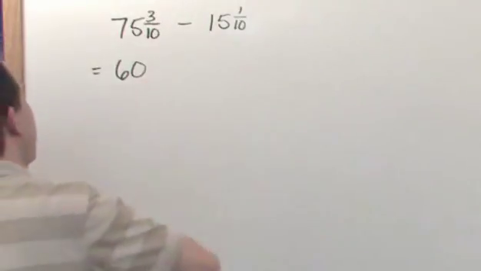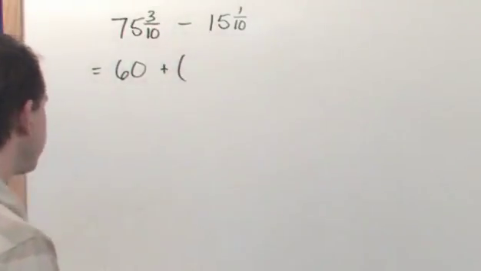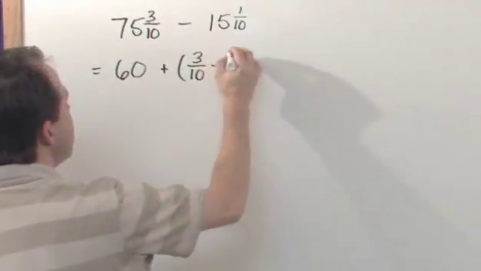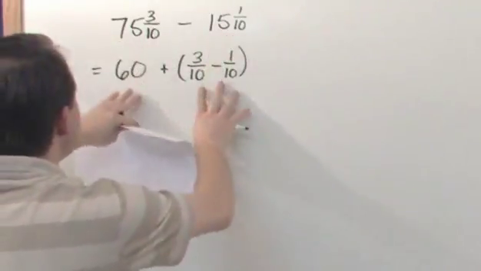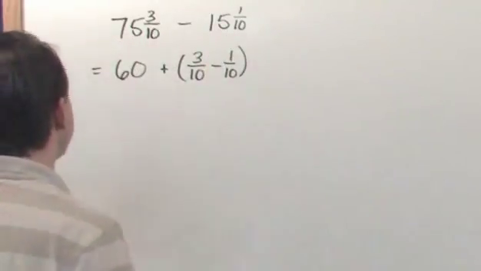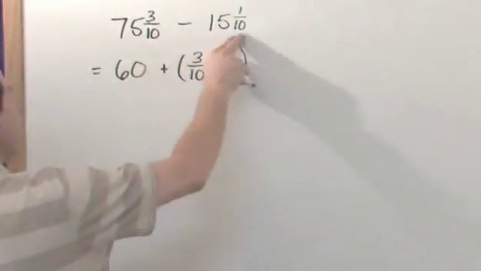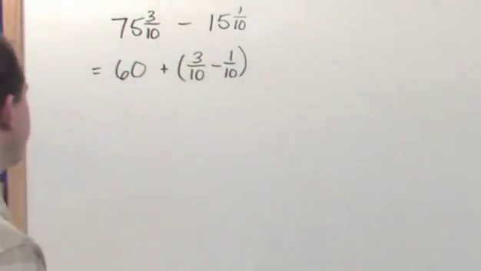Now we have to deal with our fractions. So let's subtract our fractions. I'm just going to write it over again to make it clear. 3/10 minus 1/10. All I'm doing is subtracting them separately, and at the end I'm going to stick them together as a mixed fraction. Because no matter if these fractions are here or not, I can always subtract my whole numbers, and I can subtract my fractions separately.